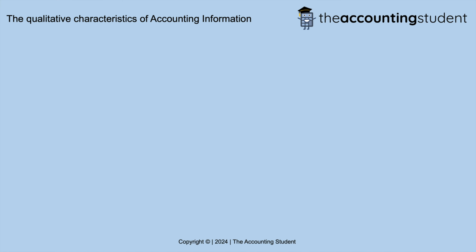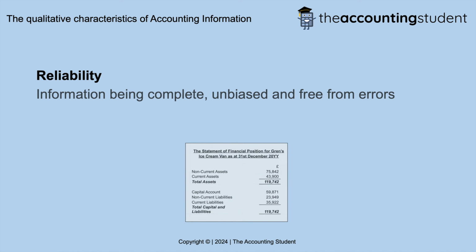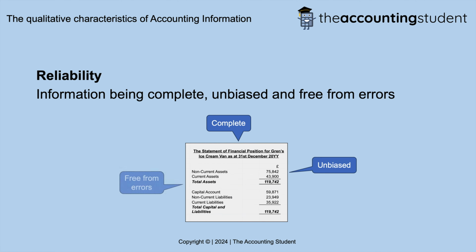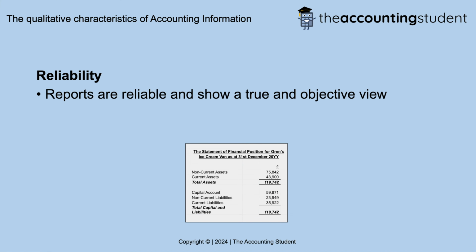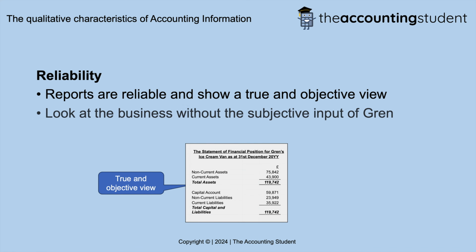The next qualitative characteristic is reliability. This is concerned with the information being complete, unbiased, and free from errors. For example, with our friend Gren and the ice cream van business, the reports need to be reliable and show a true and objective view of the business itself. This should give a look at the business without the subjective input of Gren themselves.